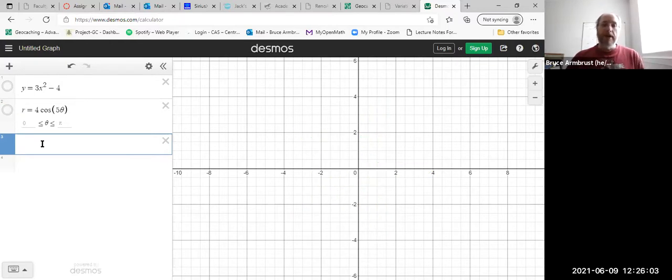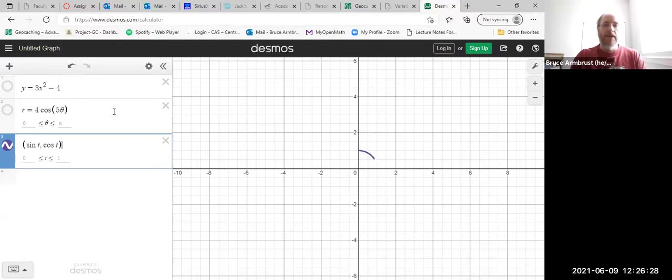Now, if you want to do parametric, you're actually going to put it in as an ordered pair. All right, so let me show you the one that was X equals sine of t, Y equals cosine of t. Okay, so I'm going to put an ordered pair where my first coordinate is sine of t, and my second coordinate is cosine of t. So this is literally X equals sine t and Y equals cosine t.